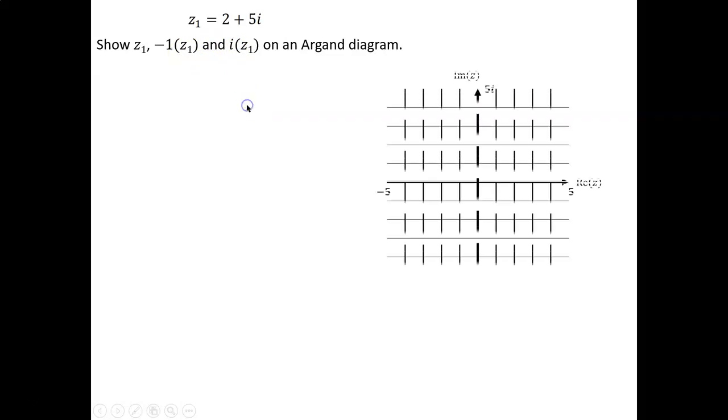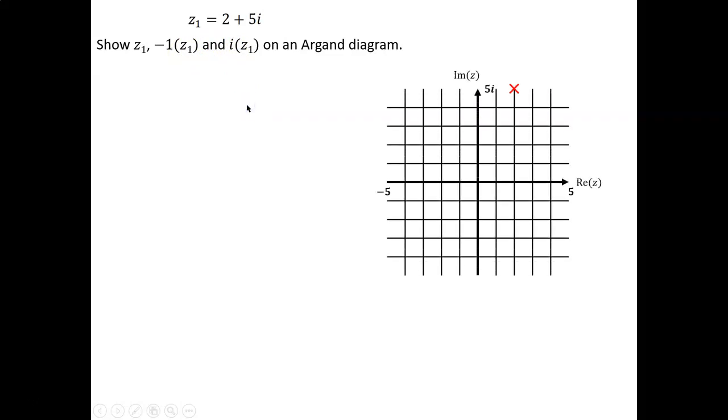Here is a complex number. We're going to show the complex number multiplied by -1, and the complex number multiplied by i on an Argand diagram. So here's z1. If I multiply it by -1, I get -2 minus 5i. That's here. Have a think about what that looks like.